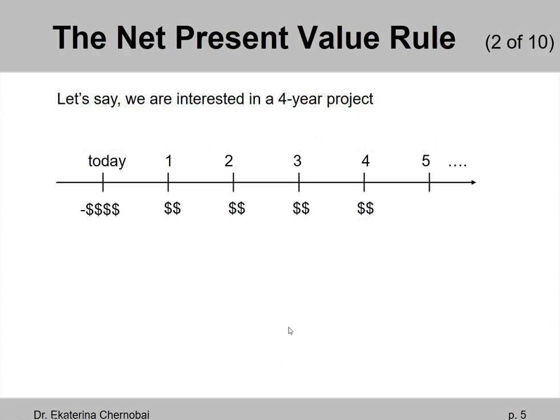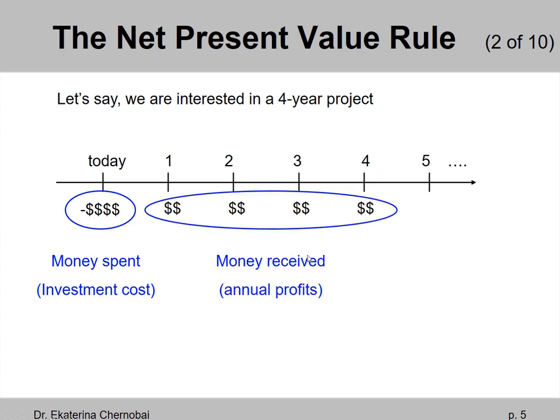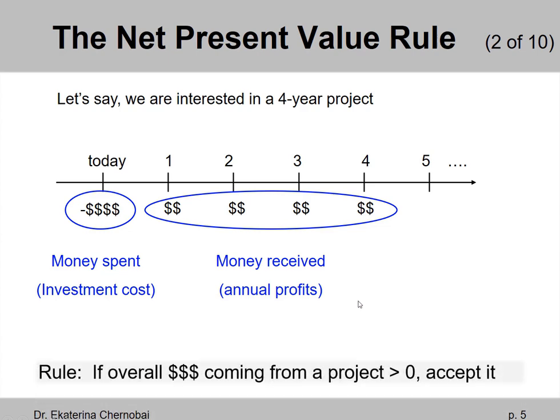So in a typical project, let's say it's a 4-year project, there will be a large cash outflow today. A lot of money would be spent, and we call it an investment cost or initial investment. And in the next 4 years, in this 4-year project, there would be cash inflows, right? Money received or annual profits. So to use the net present value technique, we are going to see whether overall we are going to see money coming in. If that's true, the project should be accepted. So the net present value rule says if overall money coming in from a project is greater than $0, then the project should be accepted.